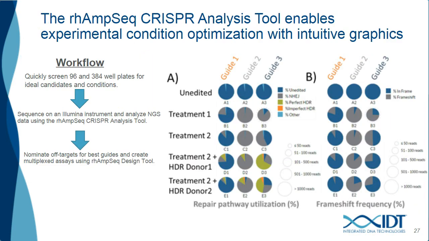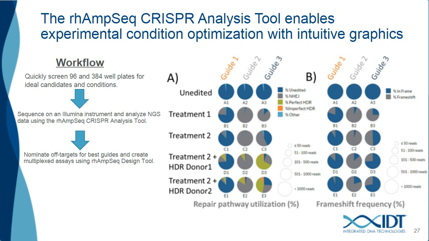For those doing DOE experiments, optimizing experimental conditions, or evaluating the performance of CRISPR libraries, we implemented graphics to enable easy selection of ideal experimental conditions or functional guides. You can quickly screen a 96 or 384 well plate of conditions and analyze using the analysis tool. Here you can see an example where we had an unedited control, two treatments, and two HDR donors being evaluated for three different guides. You can quickly see that if the optimal condition is to repair the double-strand break using the HDR pathway with a minimal amount of frameshift and mutation, treatment 2 with HDR donor 1 for guide 3 is the most optimal condition.